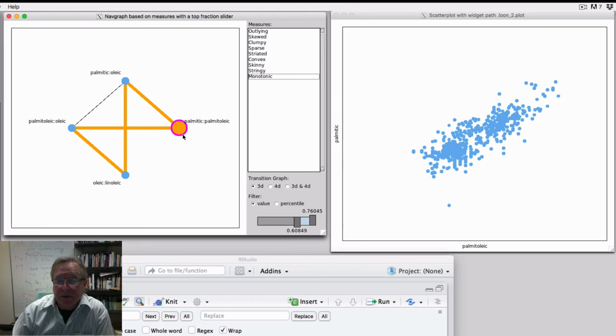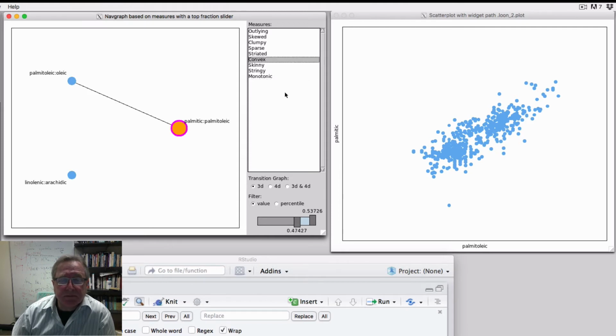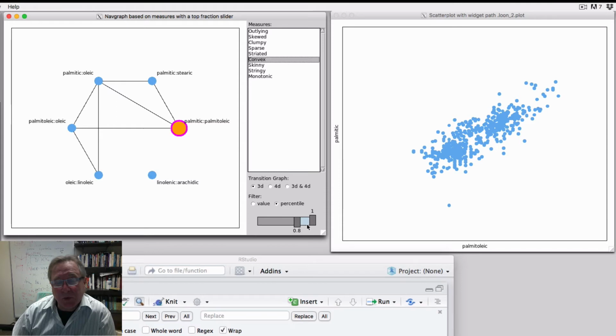So it's picking up the monotonicity. I might also look for convex, and now that's just between 0.47 and 0.537, so maybe I'll go for the percentile. So the top 20% of the 8 choose 2 pairs are appearing here. That's going to be these 6 pairs of variates, and these are ones that have the highest value of convexity.